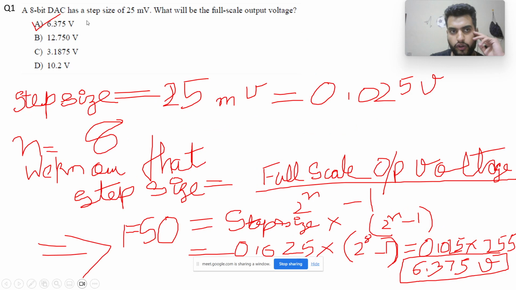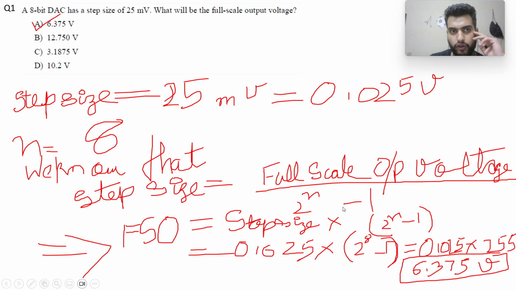Okay. So question one was: we are given an 8-bit DAC that has a step size of 25 millivolt. We need to find the full scale output voltage. The step size I wrote equal to 25 millivolt, and then I converted it into volts, that is 0.025 volts, and n is equal to 8, that is an 8-bit DAC. We know that step size is equal to full scale output voltage divided by 2 raised to power n minus 1.